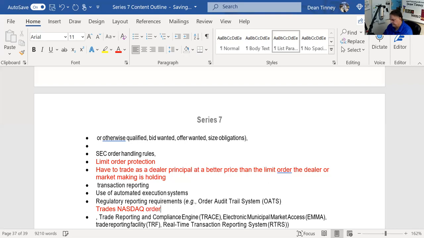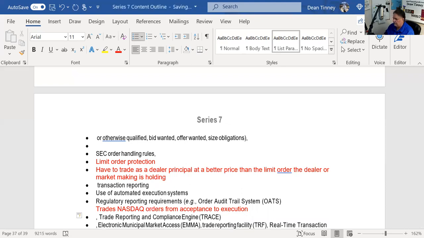NASDAQ orders from acceptance to execution. And that'll prevent me from making up this timeline. They say, well, Dean, OATS shows differently. OATS shows that you received the customer buy limit at 18 at 8:45, and then you bought it for yourself at 16 at 8:47, and then you filled them at 8:50. And so hopefully OATS will help have more transparency.